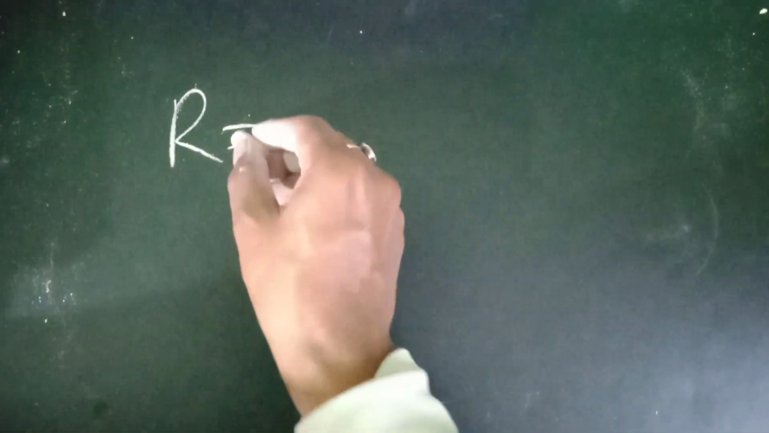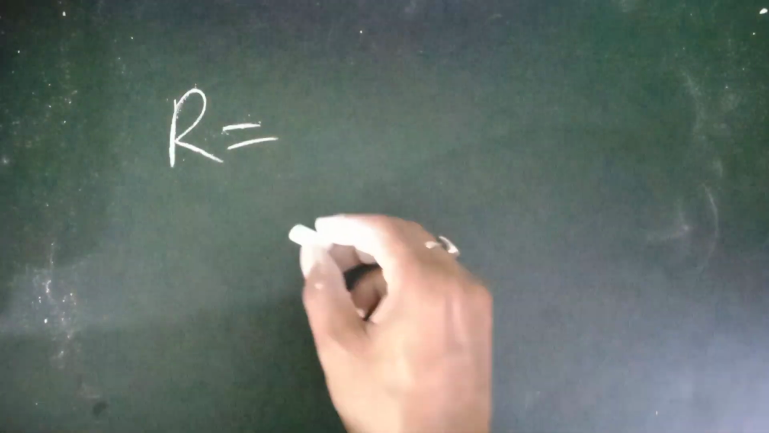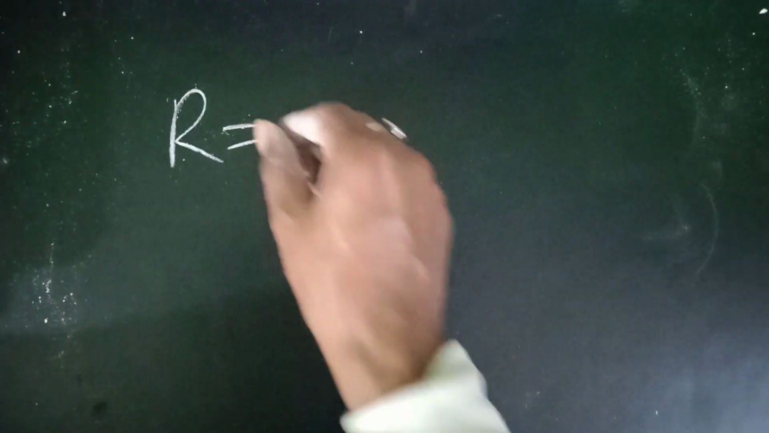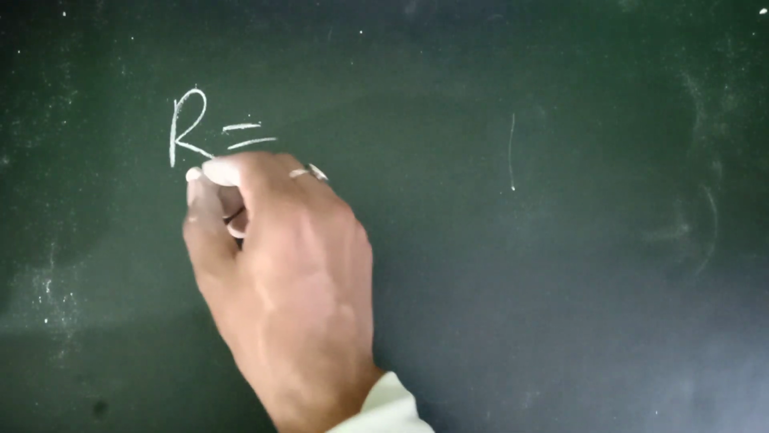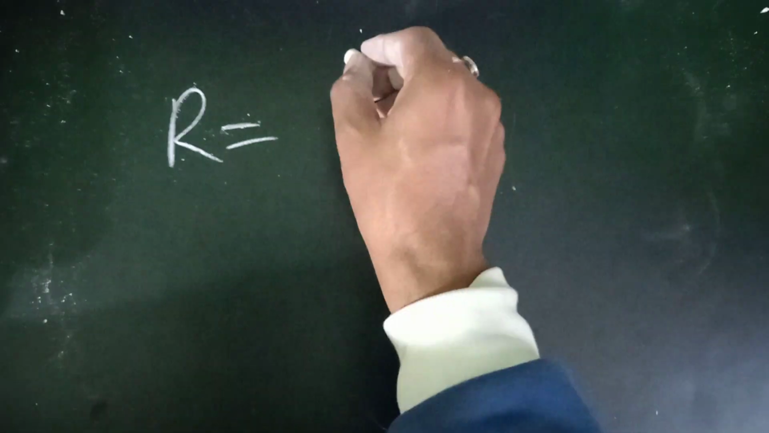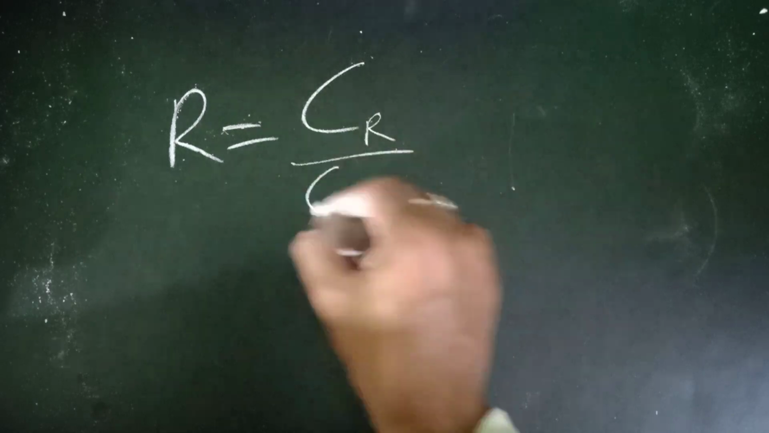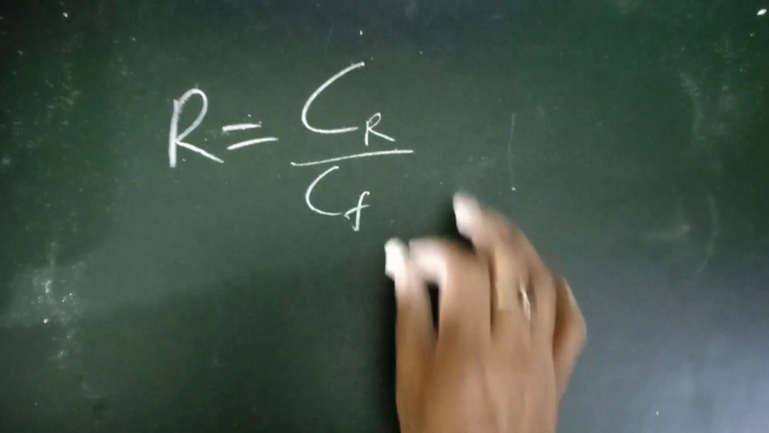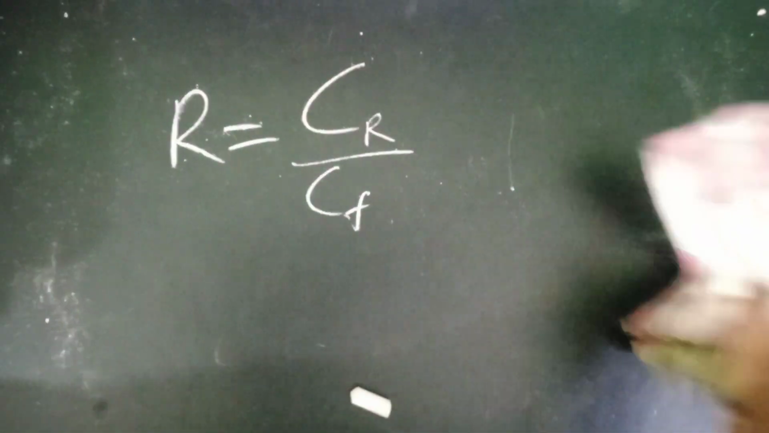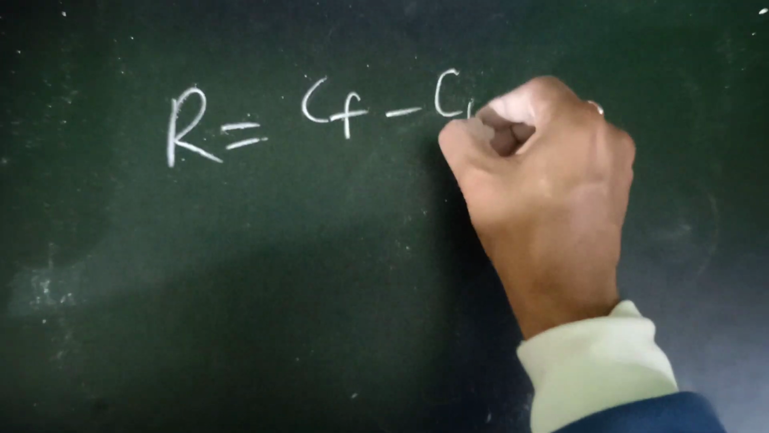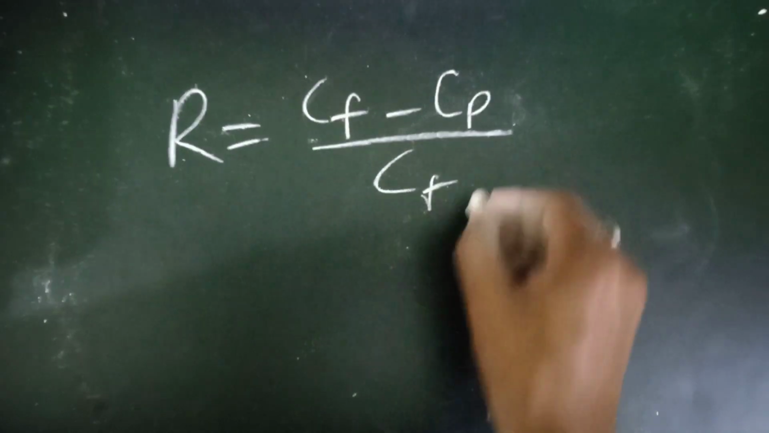Next is the rejection, or you can say the retentate, which is rejected. This is not the R, the flow rate; I have denoted this solute rejection. So rejection is something you can think of as CR upon CF, but it's not actually like this, it's actually CF minus Cp upon Cf.